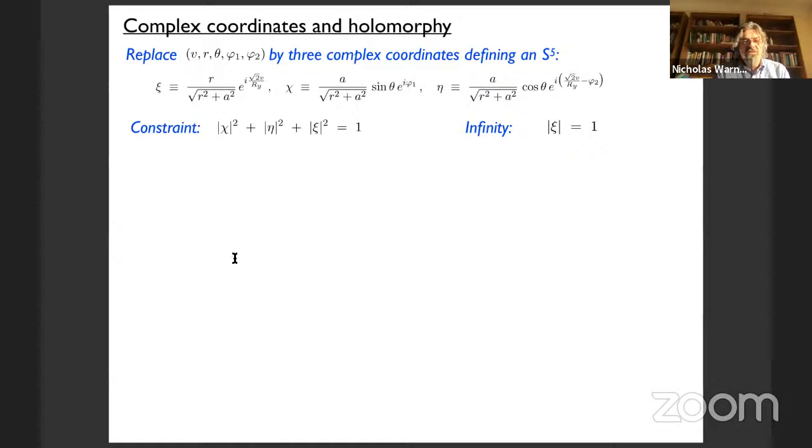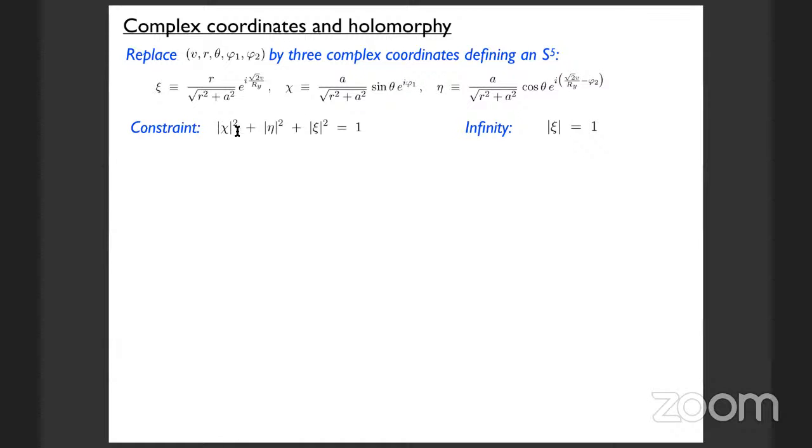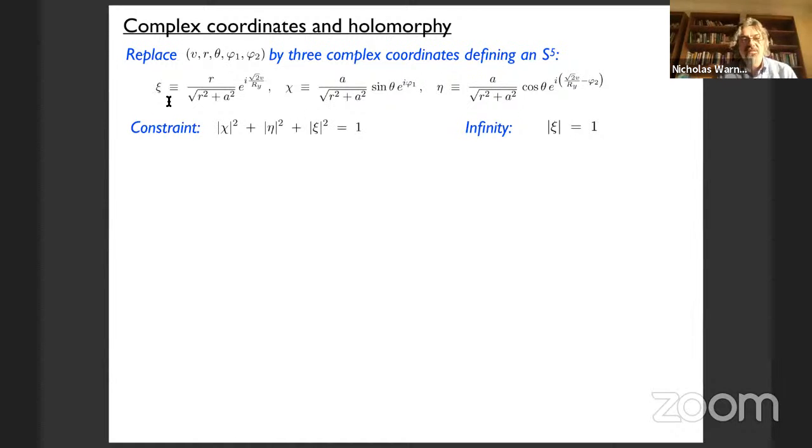But the trick, first of all, is to realize we've got 5 variables, because nothing is allowed to depend on U. We're going to replace them by 3 complex variables. And 3 complex variables, of course, that's 6 real variables, but there's a constraint. So it's really an S5. In particular, V pairs with R as a holomorphic structure, phi1 pairs with sine theta, and phi2 pairs with cosine theta, roughly. And so this is sort of the S3 part, and this is the space-time part minus the U.